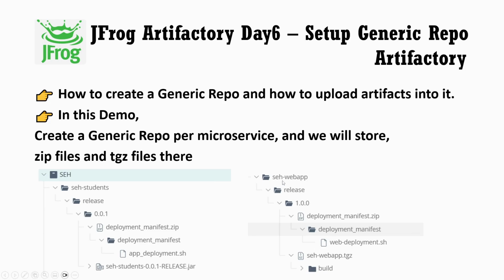Now for SEH web app, the React frontend, we store SEH web app, then deployment manifest.zip that contains web deployment.sh and SEH web app.tgz that contains the build output created by npm run build. This keeps all front-end deployment instructions and the build artifacts in one place. One thing we can notice is that for both of the applications, the folder structure is the same: application name, release version, then deployment manifest.zip to store the deployment related instructions, and the jar and the build output of the React application.